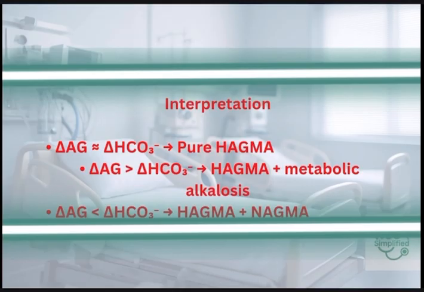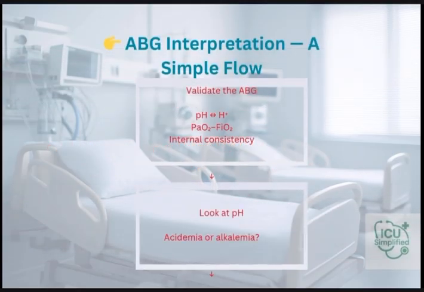If the delta anion gap is approximately equal to the delta bicarbonate, this indicates a pure high anion gap metabolic acidosis, that is HAGMA. If the delta anion gap is greater than delta bicarbonate, it suggests a high anion gap metabolic acidosis with a coexisting metabolic alkalosis. And if the delta anion gap is less than delta bicarbonate, it indicates a high anion gap metabolic acidosis with an additional normal anion gap metabolic acidosis. This comparison helps us uncover mixed metabolic disorders that may otherwise be missed.